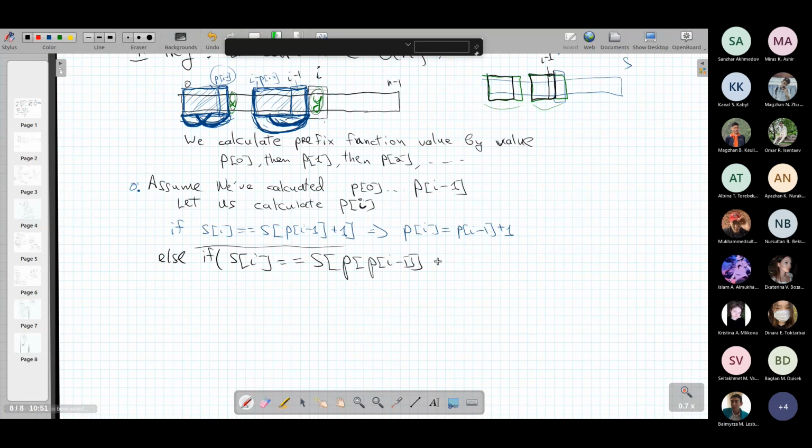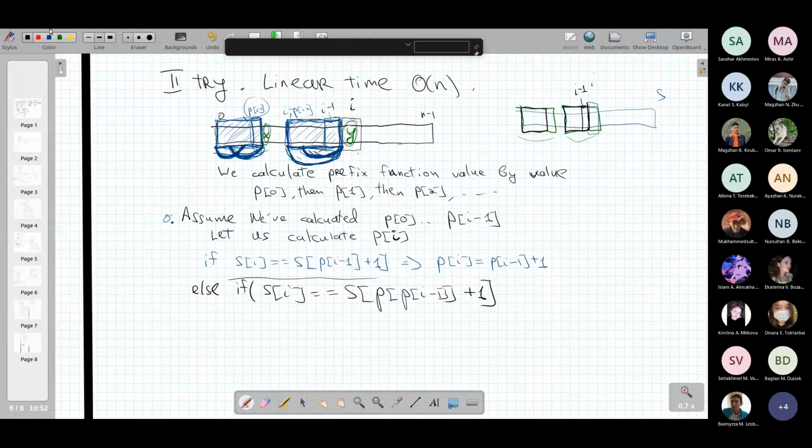P of I minus 1 plus 1. Because I'm taking this position, this is P of I minus 1. So this is P of I minus 1.